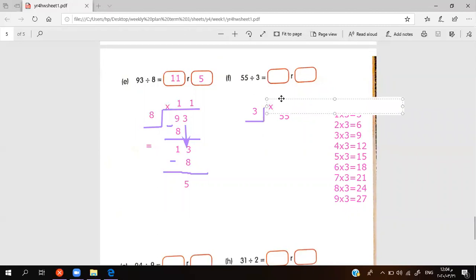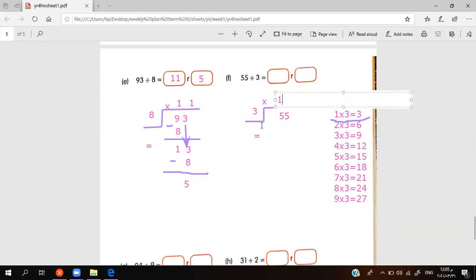Definitely, you don't have to write the times and the equal, but I'm trying to make it easier for you. After you get used to it, you can stop writing the times and the equal. What times 3 is gonna give me a 5? There's nothing. The smaller number before the 5 in the answers is the 1 times 3. So up here, I'm gonna write the 1.